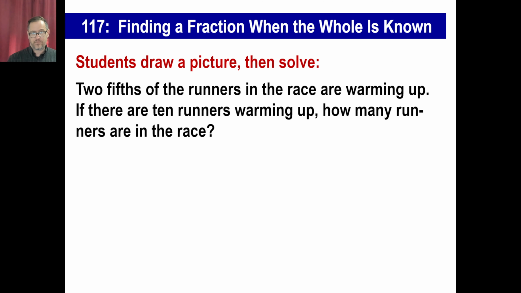So pause it. Okay, now that you're back, I'm assuming you paused it. All right, 2/5 of the runners in the race are warming up. 10 runners. Okay, here they are. A clump of them. There's 10 runners, right? 2/5 of them are warming up. So let's just cut this into 5 chunks, right? Don't cut the runners into chunks. That would mess up the whole race. But you could cut their legs off. Okay, 2/5 are warming up.